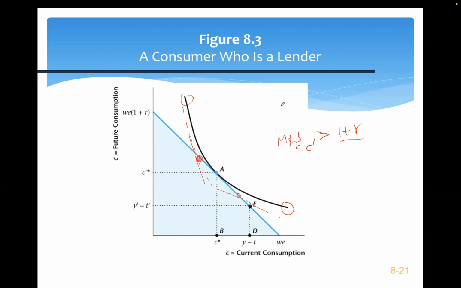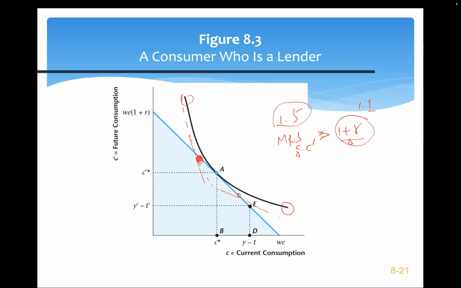What this means is that you are willing to substitute C for C prime at a much higher rate compared to the market. Let's put in some numbers. For example, the number on the right-hand side is 1.1, and on the left-hand side is 1.5. Here at this point, I'm saying I'm willing to give up 1.5 units of C prime to get 1 unit of C. But in the market, I can actually buy C at 1.1.